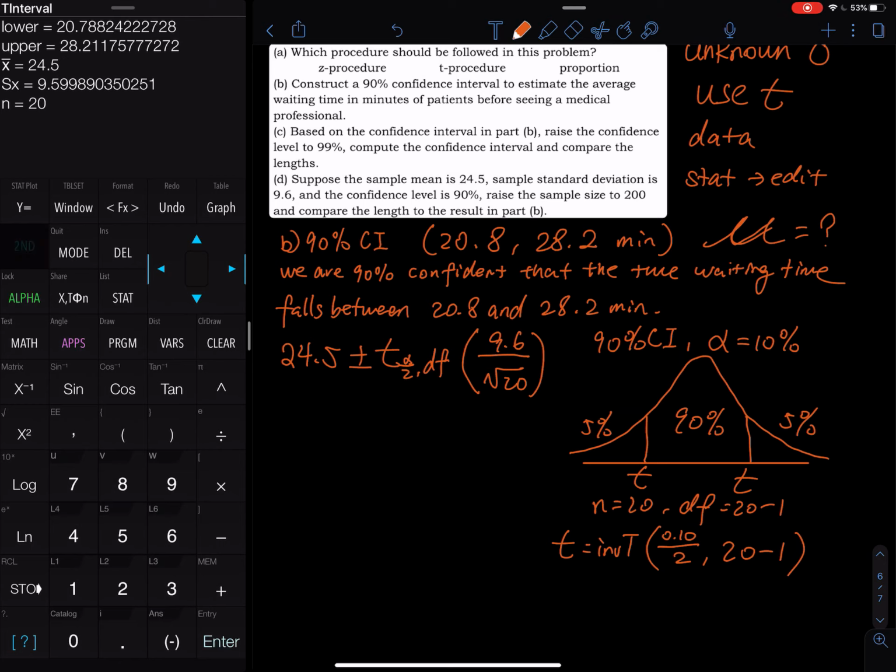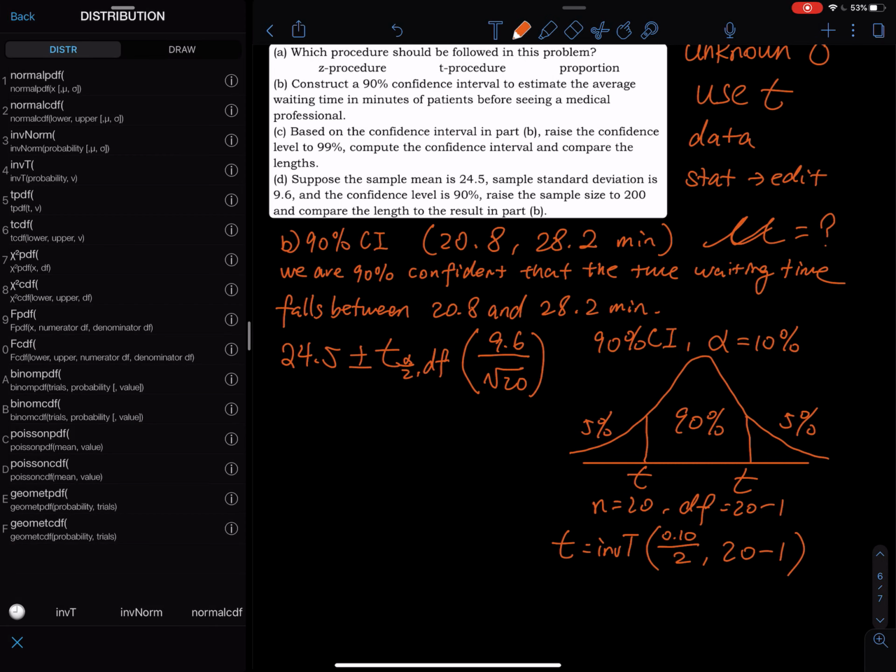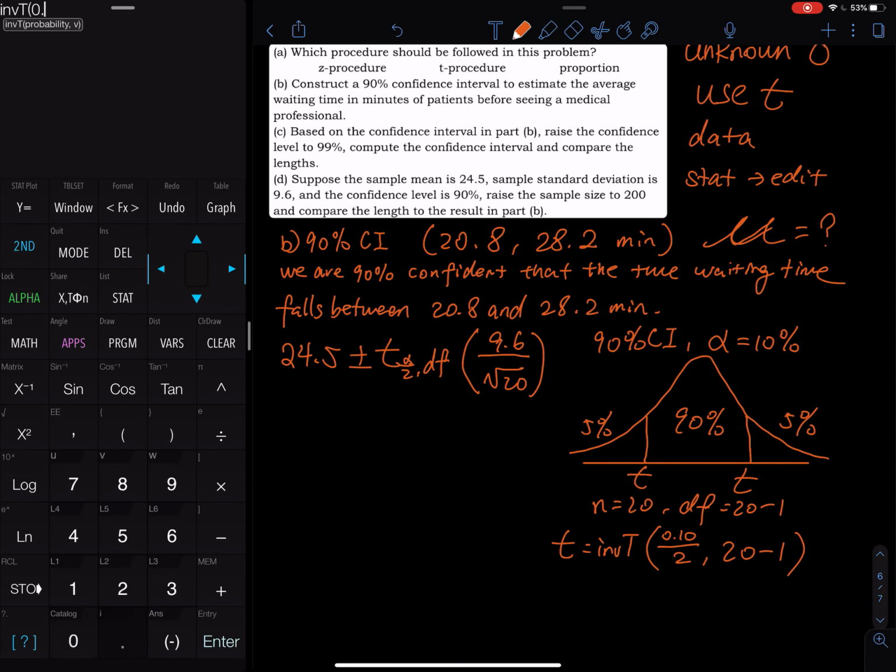Okay, so second, you have to go to second vars. So we go to second vars, inverse t, and then you do 10% divided by 2. The degrees of freedom is 20 minus 1. All right, so you have t equals 1.729. So let me just put this right here, this t will be 1.729.